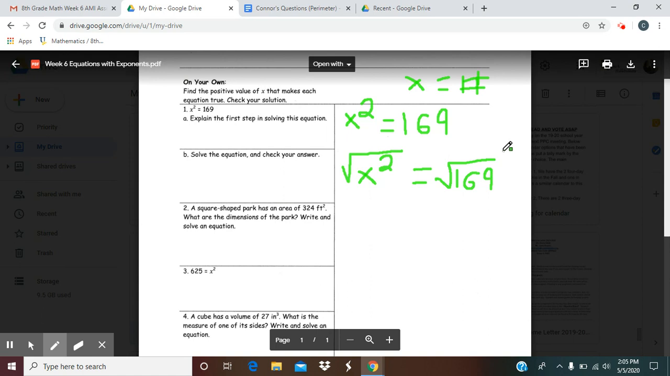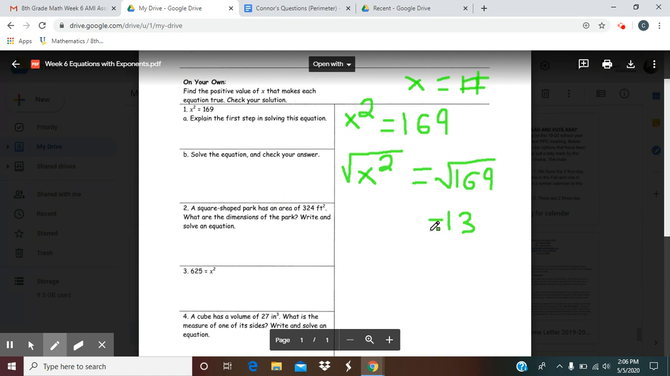So I'm hoping you guys made your chart of perfect squares, and I recommended you made that from 1 through 20. That way you guys can start being able to recognize these pretty easily, because I can recognize this because I have it memorized. I know that 13 times 13 equals 169. So when I take the square root of 169, I will get 13. Now, if you don't have those memorized yet, feel free to use your calculator to help you out.